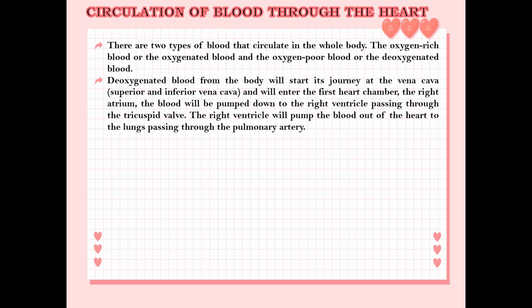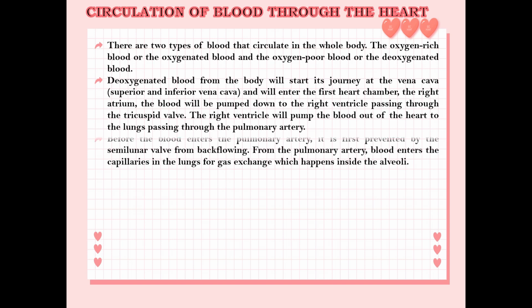The blood will be pumped down to the right ventricle, passing through the tricuspid valve. The right ventricle will pump the blood out of the heart to the lungs, passing through the pulmonary artery. Before the blood enters the pulmonary artery, it is first prevented by the semilunar valve from backflowing. From the pulmonary artery, blood enters the capillaries in the lungs for gas exchange, which happens inside the alveoli.